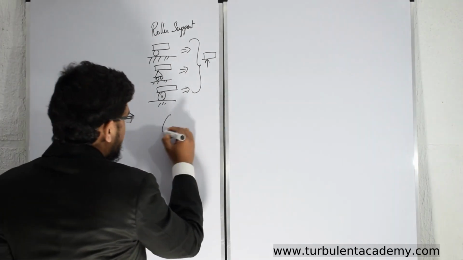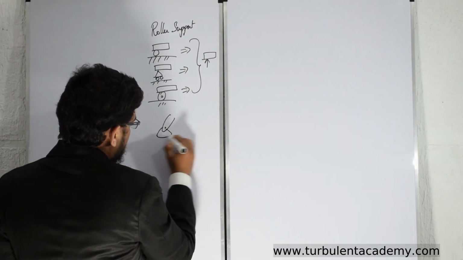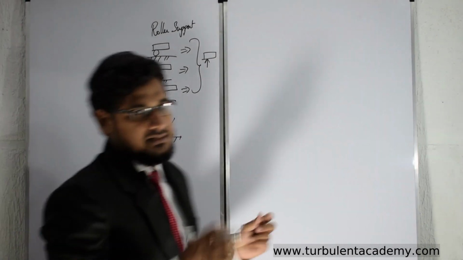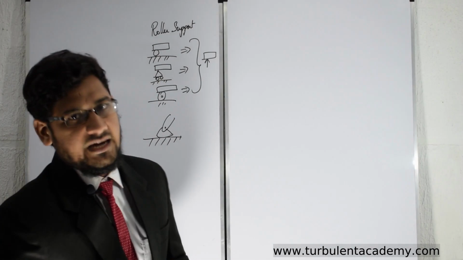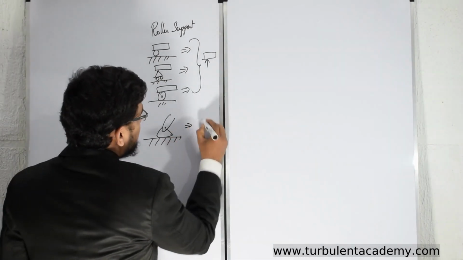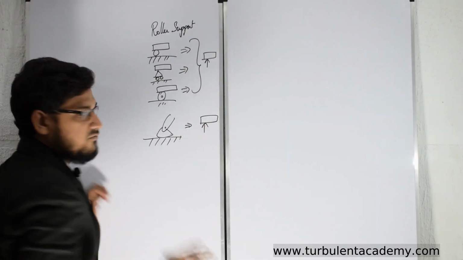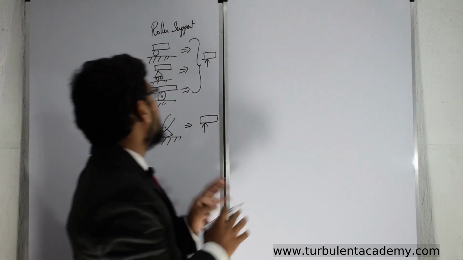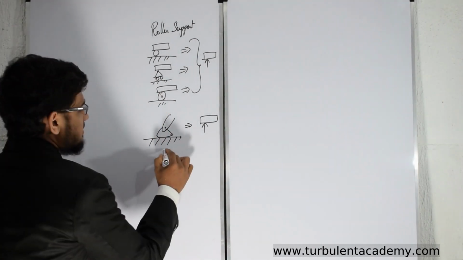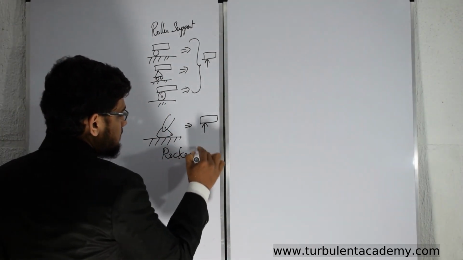And one more thing which we have is rocker. Practically, it is employed in two-wheeler IC engines. A rocker mechanism and lots of things are there. Even this will have a single vertical reaction. So these are the things which we have as a single vertical reaction: roller support, and this is known as a rocker support.